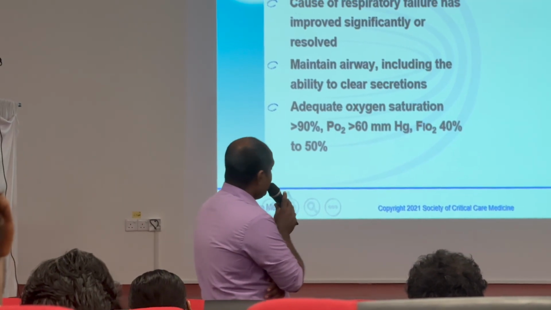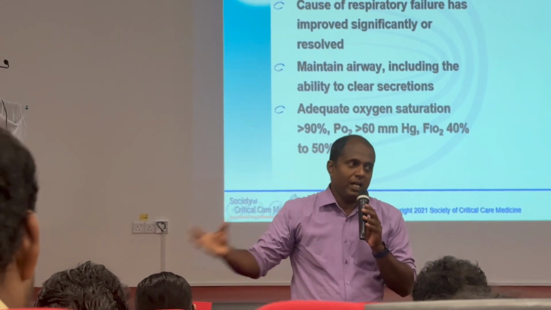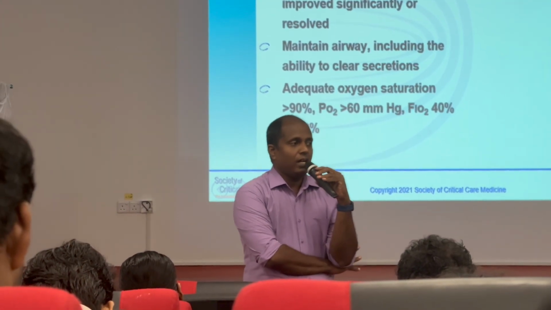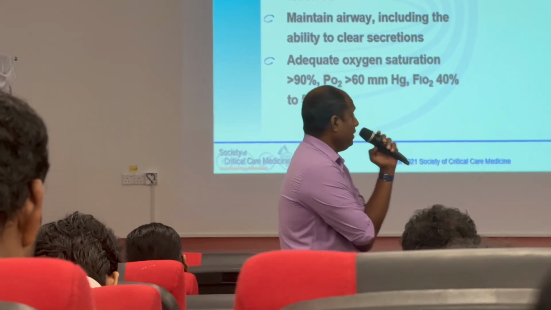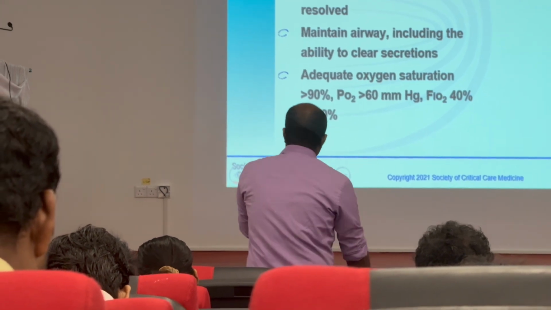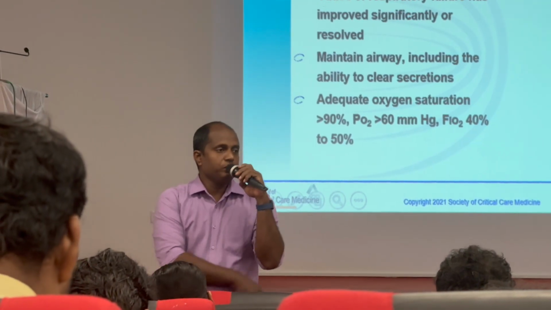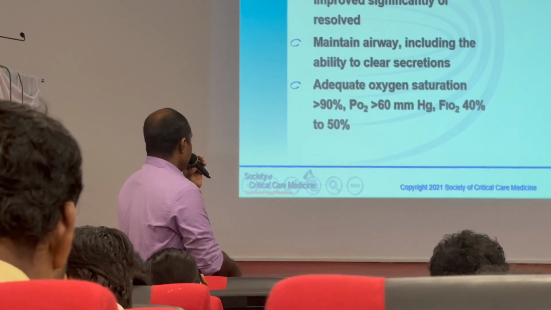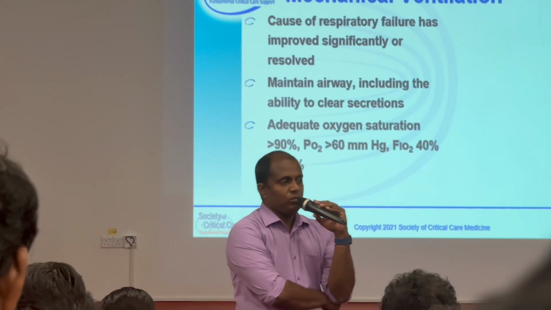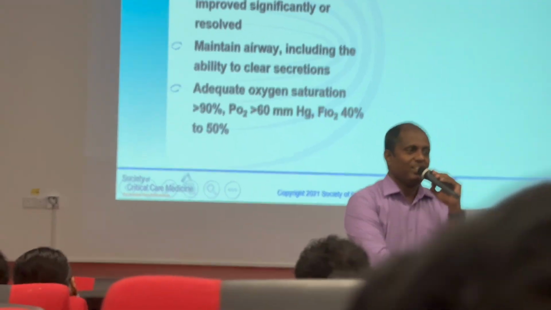Sorry for that. So weaning is basically you are balancing the support and the demand. When the support is not needed and the demand is coming down, then you can take out the tube. So weaning protocols are mainly designed based on this. And the first one, cause of respiratory failure has improved significantly or resolved. Second one, if he is able to clear the secretion. I usually tell you can take out the tube if the patient is able to open the mouth when you ask.